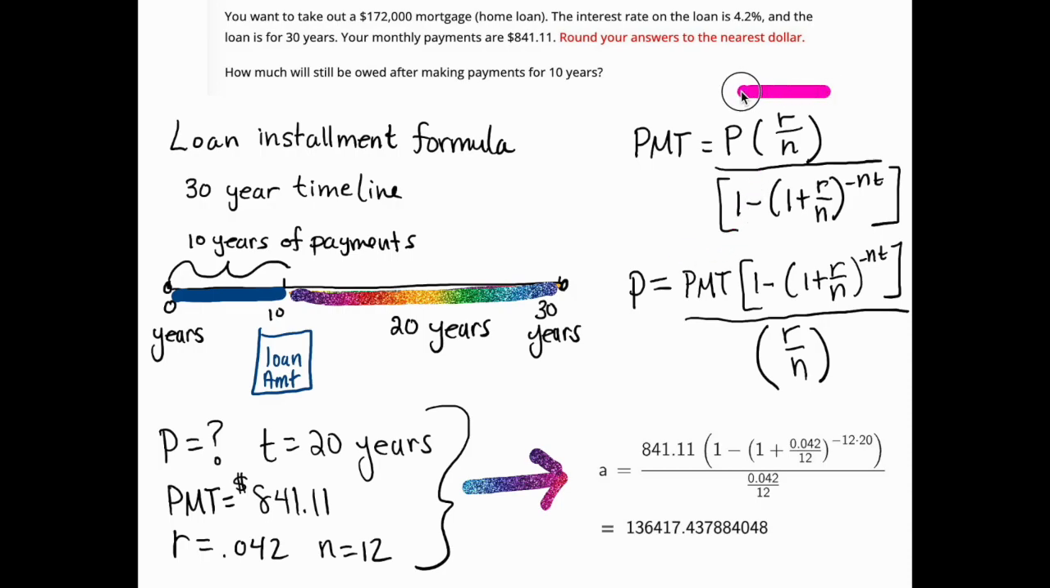So now, when I go to plug all that information in here, I notice that the formula is not solved for P. So before I start plugging in values, I need to solve this for P. This is what we're trying to solve for. So all I'm going to do to solve for P is multiply both sides by the reciprocal of this big, messy fraction. When I do that, I get the equation solved for P. So now I have P is equal to the payment times all of this inside the brackets here, and then divide by R over N.